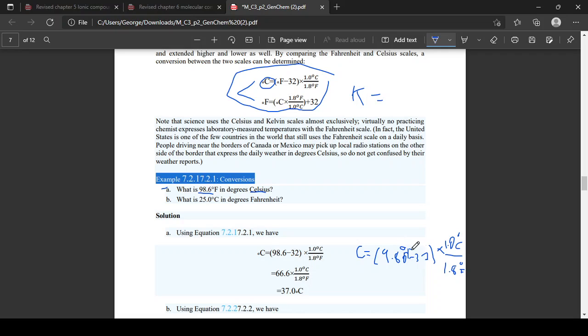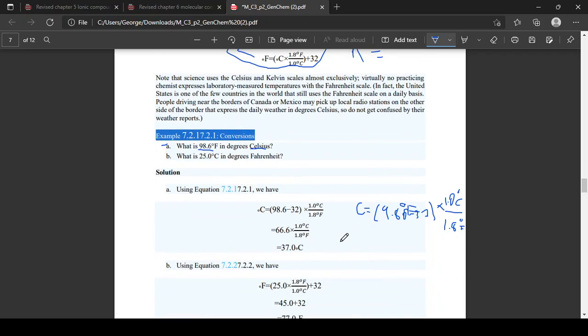Take note, kids. First and foremost, 98.6 minus 32 is equals to 9 minus 3 is 6. 8 minus 2 is 6, so 66.6. Kids, unang tatanan nga parenthesis because of your previous rule, of course. 66.6 times 1 degrees Celsius over 1.8 degrees Fahrenheit, kids, ha? Yeah, unit.